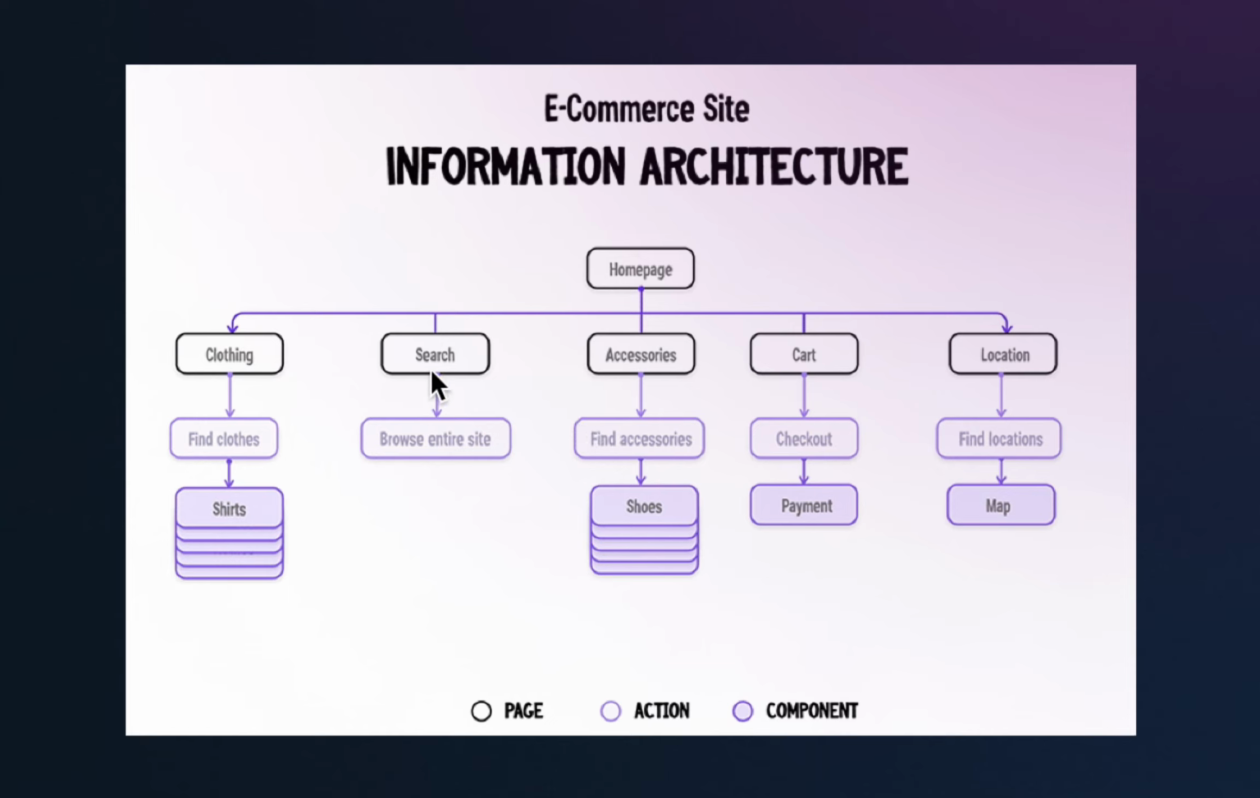So when I'm looking for clothes, I know I will find it in the clothing menu, whether I include clothing button or clothing menu, whatever it is. But if I'm looking for accessories, I know where to come to. If I'm trying to check out, I know where to come to. So that is all about information architecture. Try to create sitemaps that help to outline the hierarchy and relationship between different pages.